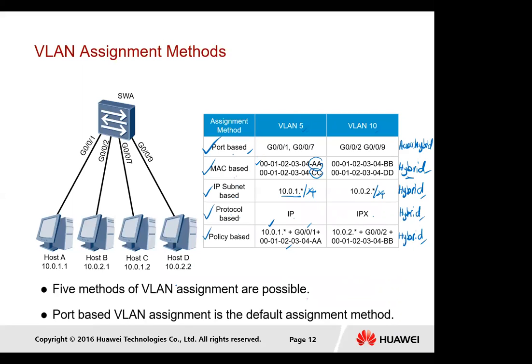Okay, so there are 5 methods of VLAN assignment possible. Port-based VLAN assignment is the default assignment method. This is what we are always using, based on the port-based VLAN. That is very, very common. All other vendors use this method to assign the VLAN information.